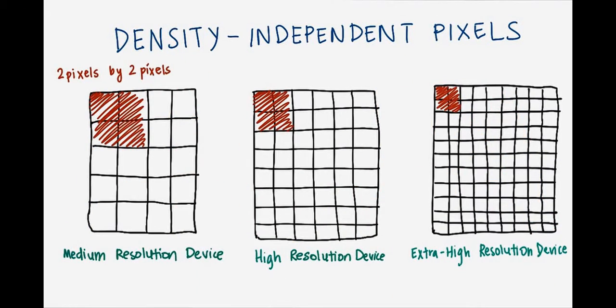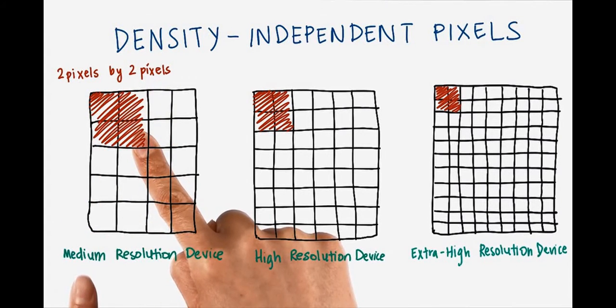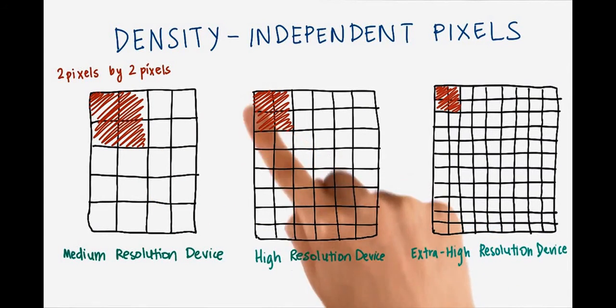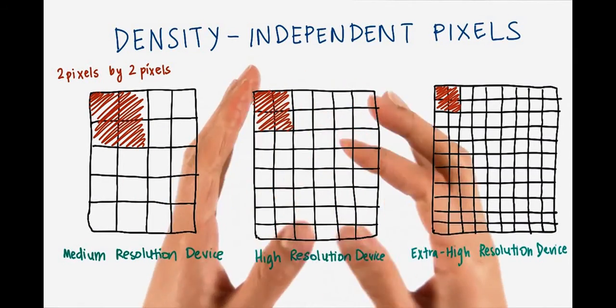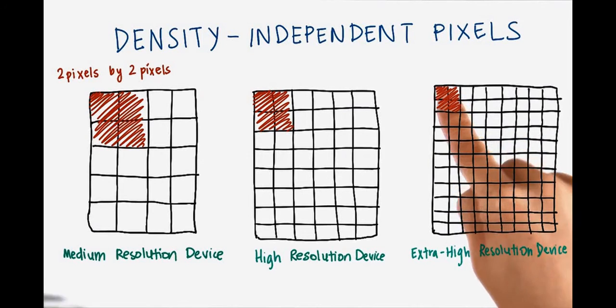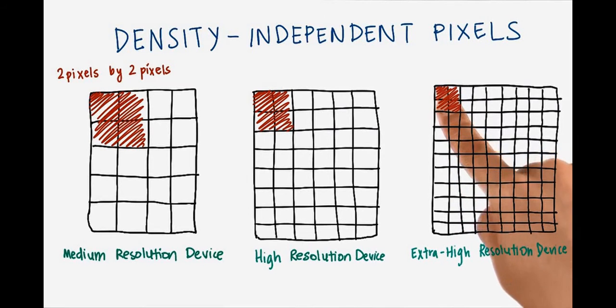So if I define the size of a view, for example a button, to be 2 pixels tall by 2 pixels wide, this is what it would look like on a medium resolution device. On a high resolution device, it would also be 2 pixels by 2 pixels, but it's a little bit smaller because there's a lot more pixels trying to be packed into this device. And then on an extra high resolution device, where there's tons more pixels packed into this space, this button is actually pretty tiny. I can barely tap on it with my finger. I have to use the edge of my finger or my fingernail to reach it.